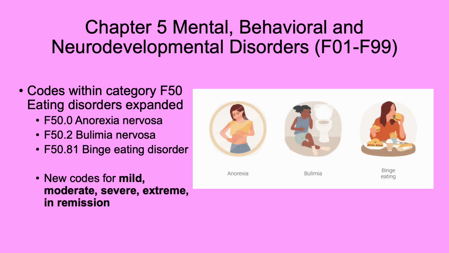Okay, so finally we're done with chapter 4. We're going to chapter 5. More specificity in the codes for anorexia, bulimia nervosa, and binge eating disorder. New codes under these sections for mild, moderate, severe, extreme, and in remission. So you have new codes under these. Again, specificity.